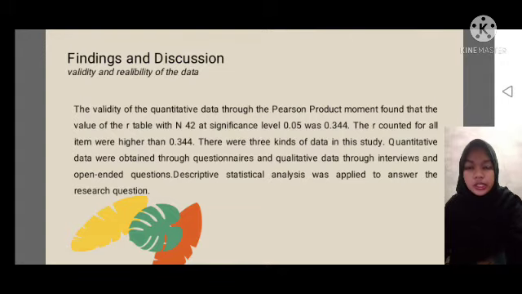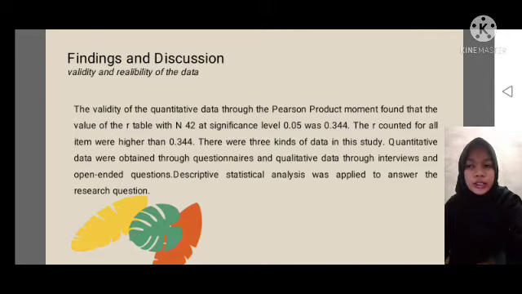Okay, next is findings and discussion. So it is about validity and reliability of the data. The validity of the quantitative data took the Pearson product moment, and found that the value of the R table, N 42 at significance level 0.05, was 0.344. The R counted for all items were higher than 0.344.